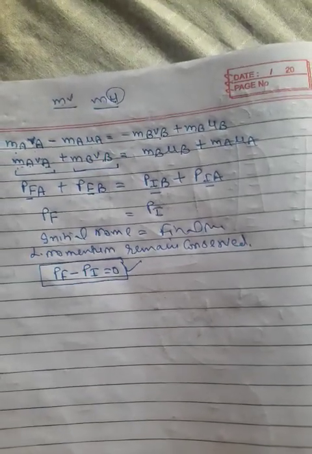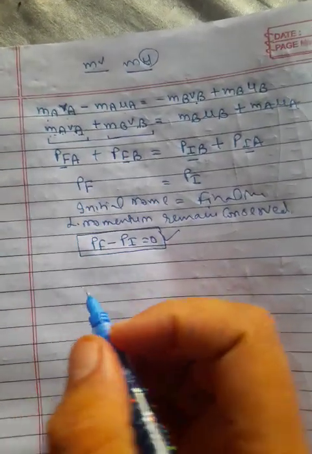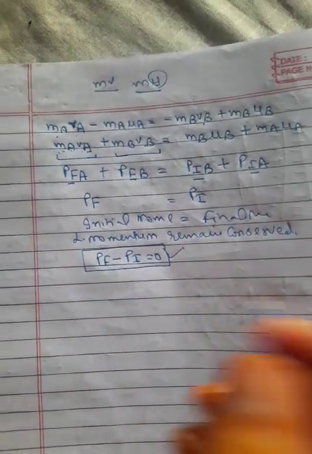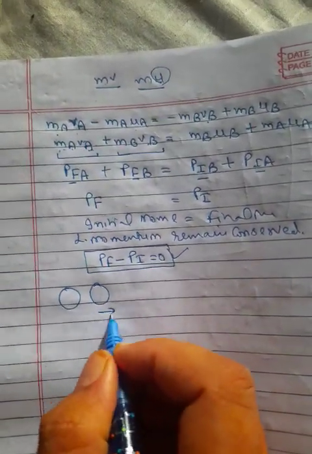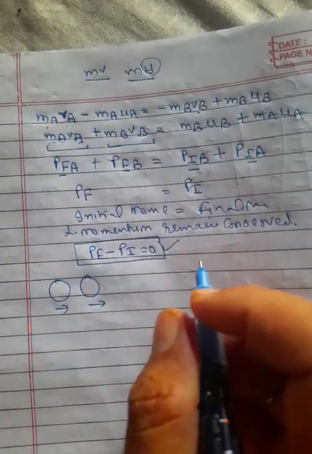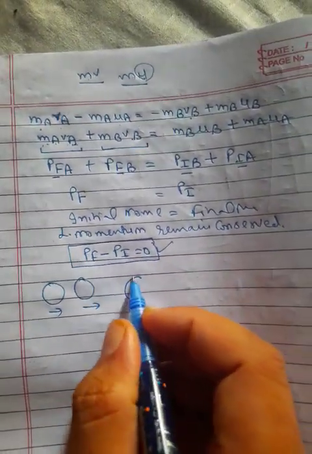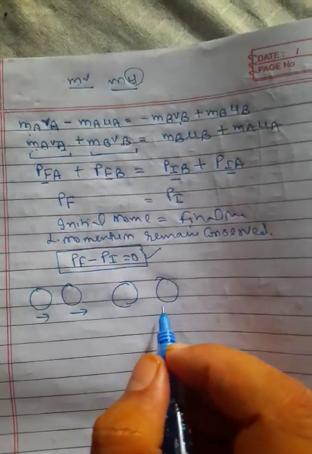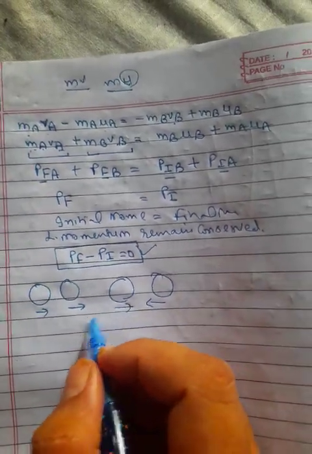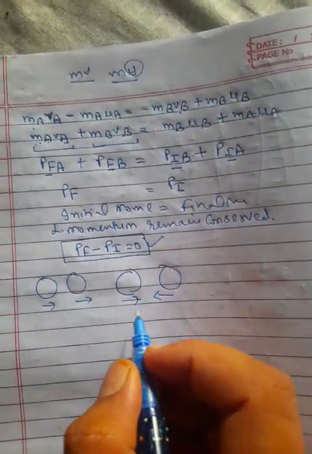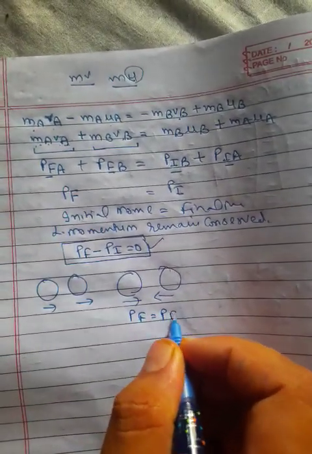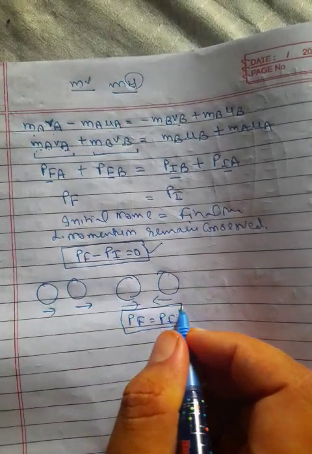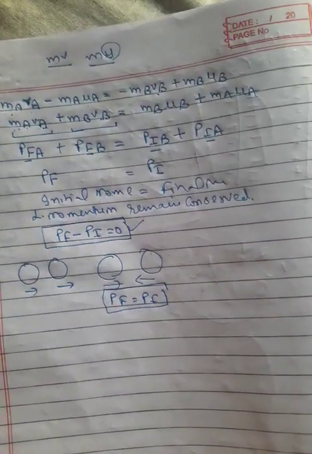Conservation of linear momentum. When you derive the expression, here in this case we took bodies like this, both bodies moving in the same direction. But in the next case you can take both bodies coming from opposite directions. At that time also we will get the same result: final momentum is equal to initial momentum. So at that time also the momentum will remain conserved.